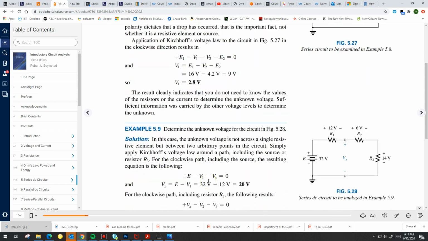Okay. Let's look at another example here. It says, find the voltage Vx in this circuit. How do we find that? Well, think about it this way. What will happen if you put a meter from this point to that point? What will the meter measure in terms of voltage?